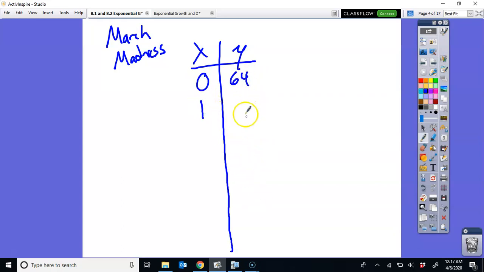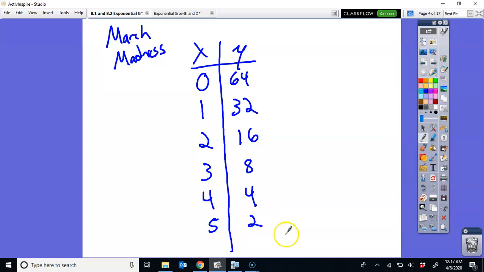After one game, every one of those teams plays each other, there will be 32 left. After 2 games, there are 16 left, thus the Sweet 16. After 3 games, there is 8 left, the Elite 8. After 4 games, there are 4 teams left, the Final 4. After 5 games, there are 2 left. So this is the national championship game. And then after that 6th game, there's only 1 team remaining.